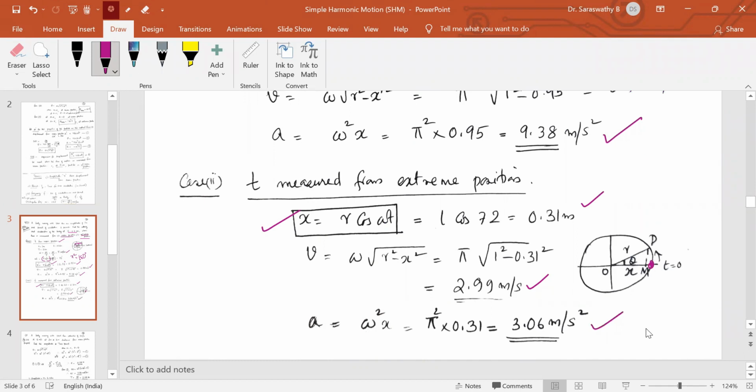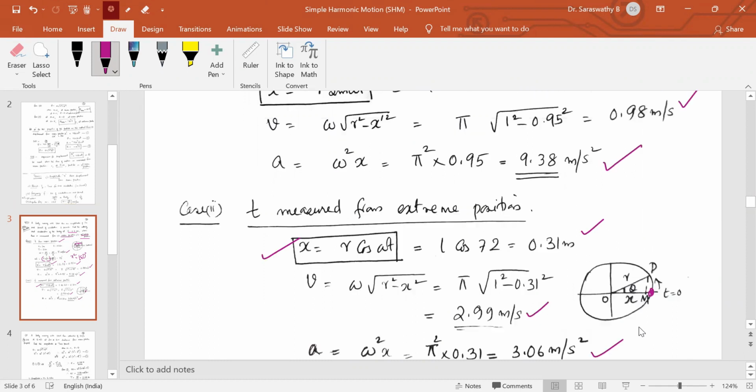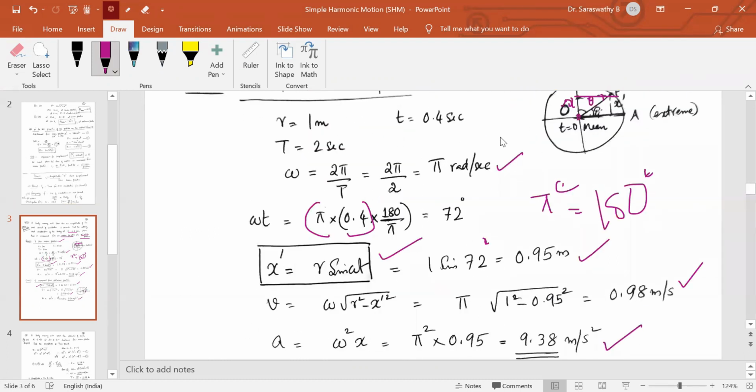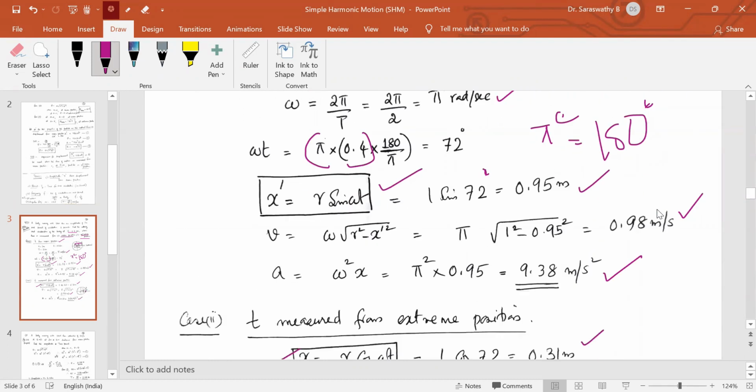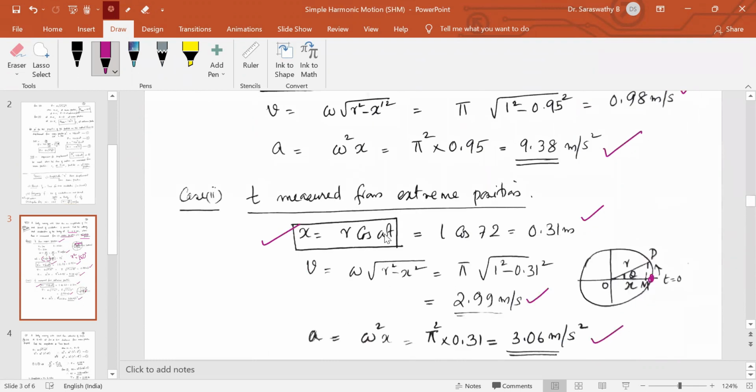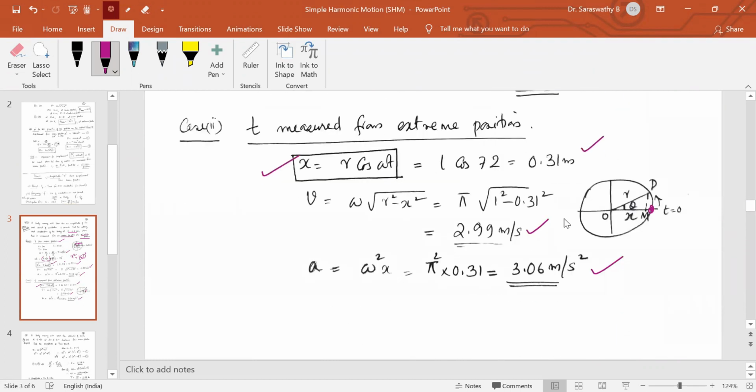Very simple example, commonly asked in university exams. When the time is measured from the mean position, x is equal to r sine omega t. When time is measured from the extreme position, x is equal to r cos omega t. Just remember these two.